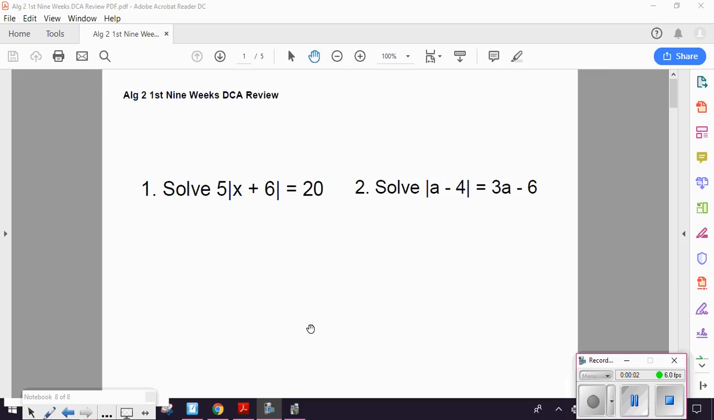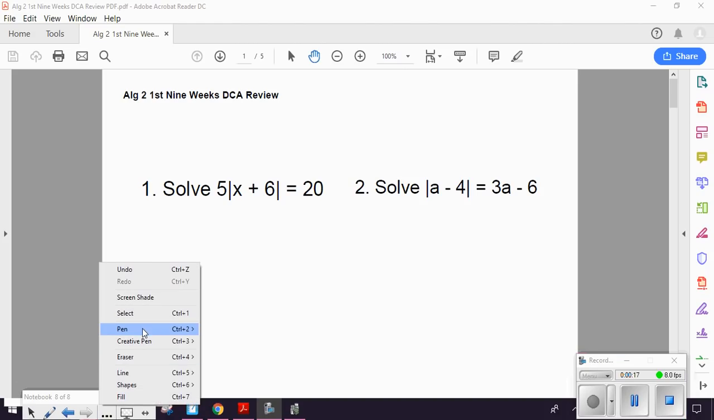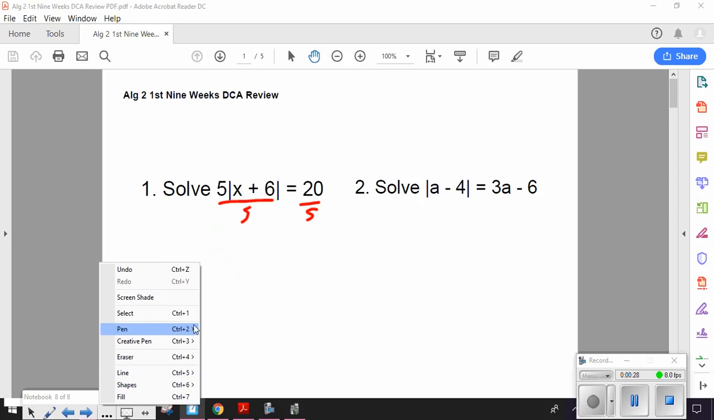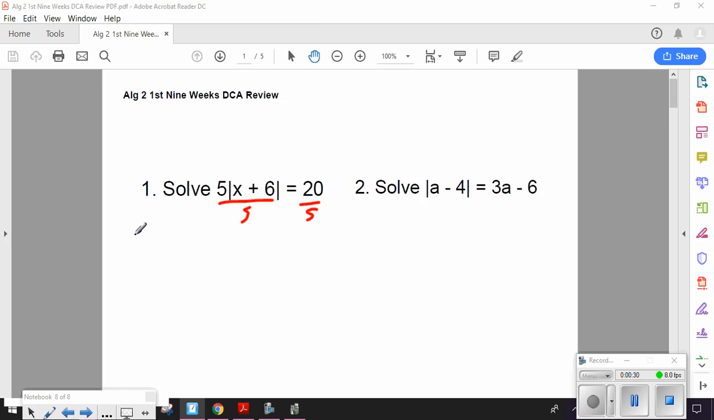Alrighty, this is the review for your Algebra 2 first 9 weeks DCA, District Common Assessment. Number 1, solve 5 times the absolute value of x plus 6 equals 20. So 5 is trying to get into the absolute value bars, but it is not allowed. So we would have to divide 5 on both sides first, which would leave me with the absolute value of x plus 6 is equal to 4.